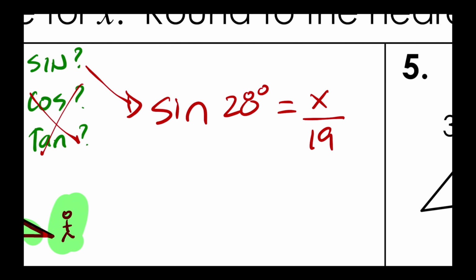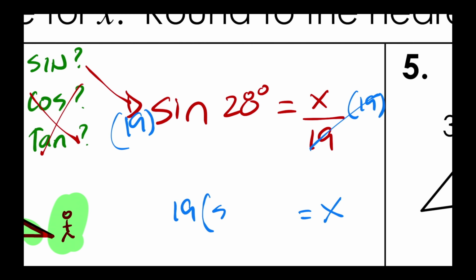Multiplication. Thank you. So the opposite of dividing by 19 is multiplying by 19. So I'm going to multiply this side by 19, and I'm going to multiply this side by 19. So these cancel, and I get x equals 19 times the sine of 28 degrees.